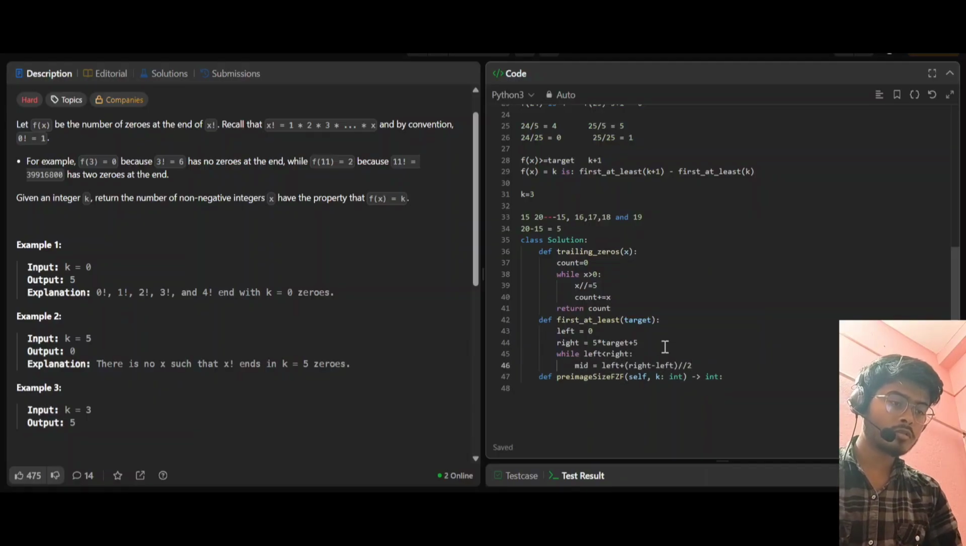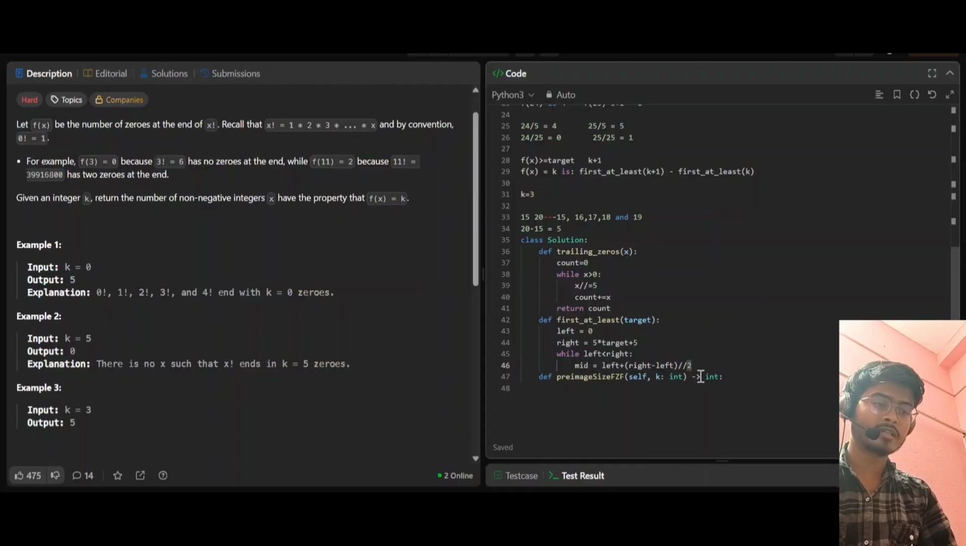You can also get the middle value using left plus right by 2, but that will result in an integer overflow. Using this formula, you can safely get the value of mid. It will not give the error of integer overflow. Now we calculate the number of trailing zeros for mid.